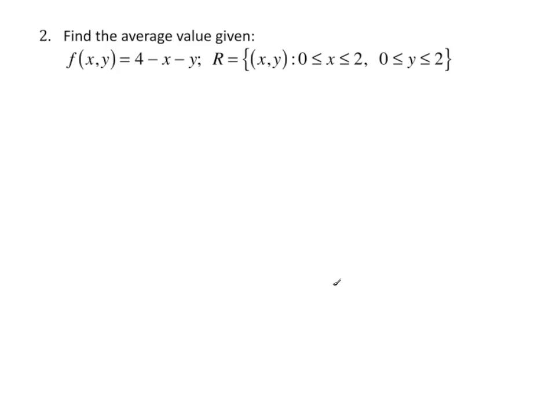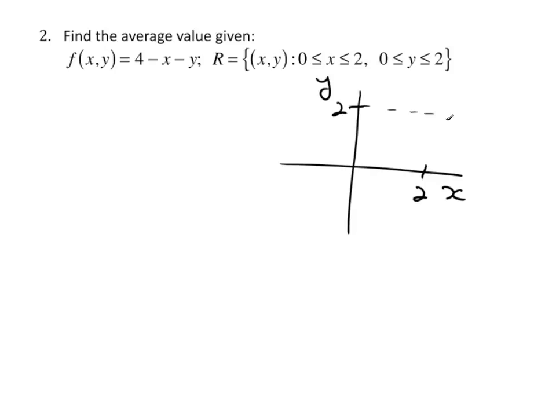Find the average value given f of xy equals 4 minus x minus y, and the region is a set of points xy such that x is between 0 and 2 and y is between 0 and 2. Okay, well, let's go ahead and set up this integral. See, x goes from 0 to 2, y goes from 0 to 2.